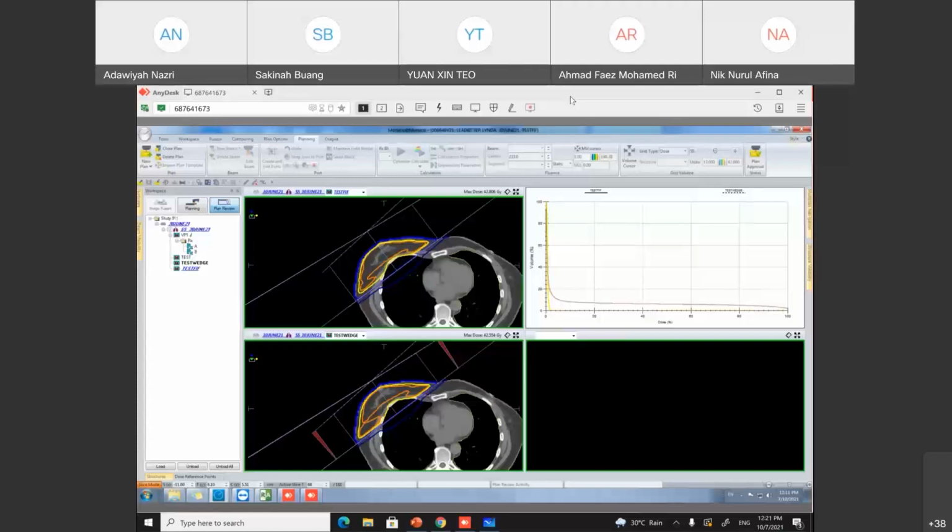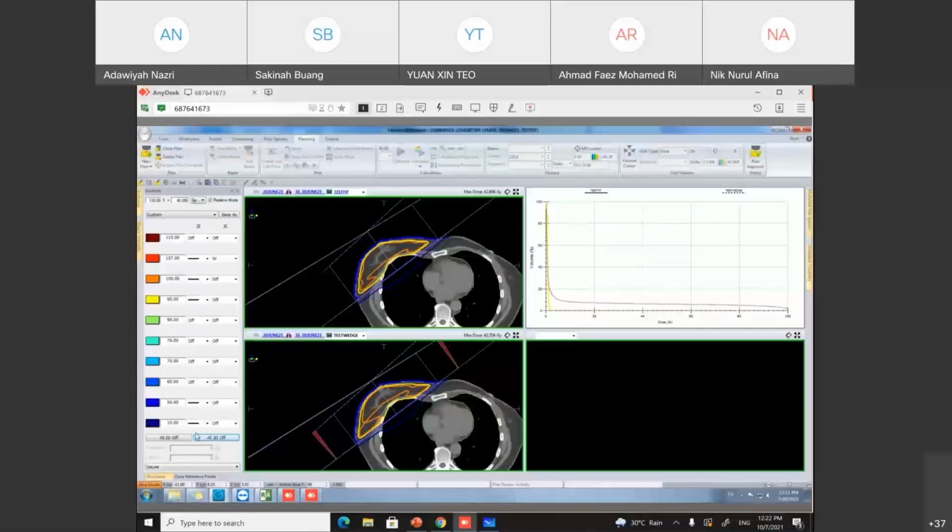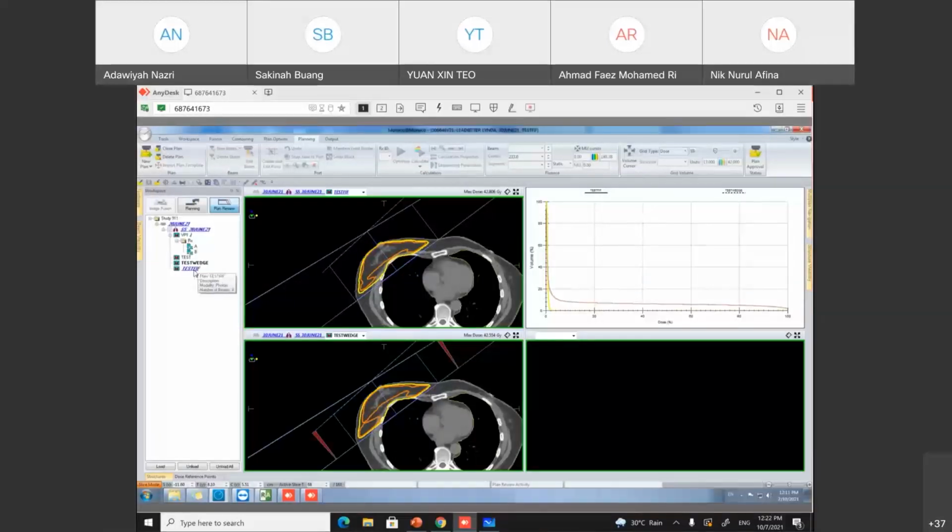Bolus, you want me to show you? Okay, I will show you the bolus. Before I jump to the bolus effect, are there any other questions about the wedge and field-in-field, or the breast planning? No, Miss, I can understand what you are explaining. Okay, so now I will create a field with my field-in-field plan.